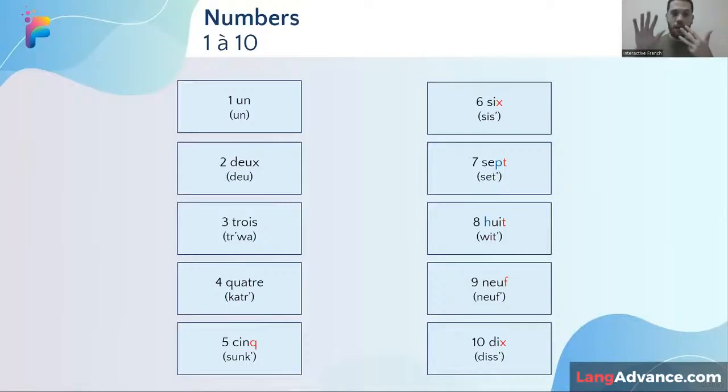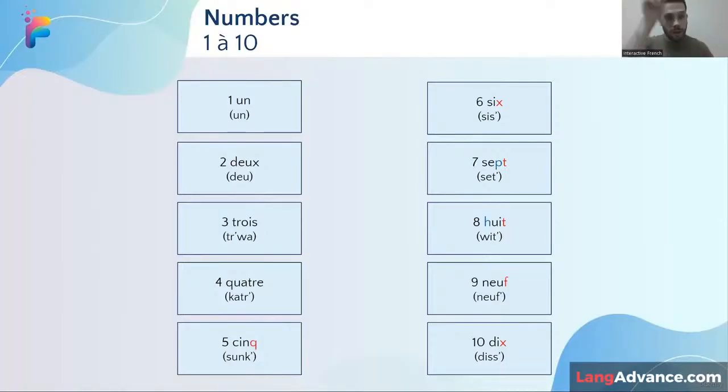Next up is neuf, neuf for 9. And finally, we've got dix, dix for 10. Let's recap the numbers that we just saw. We've got six, sept, huit, neuf, dix.